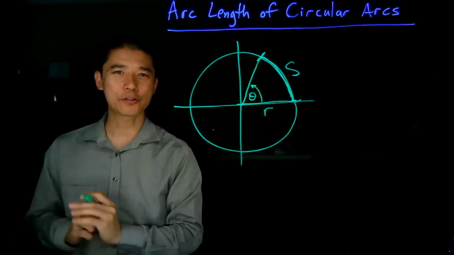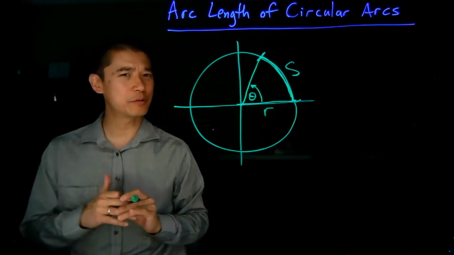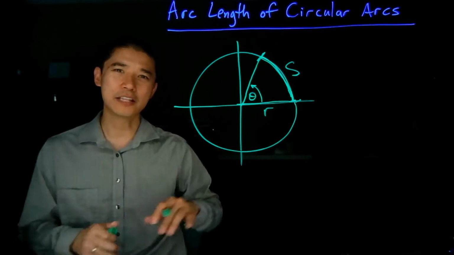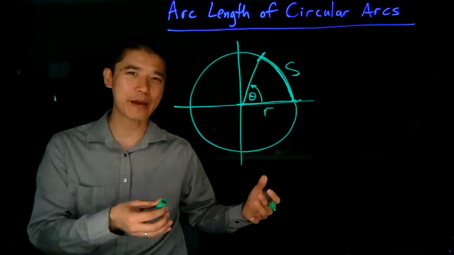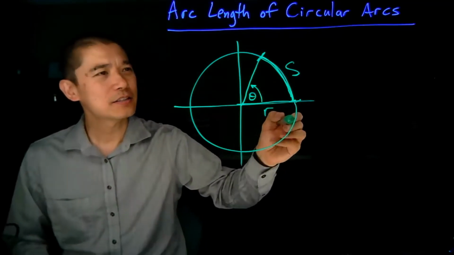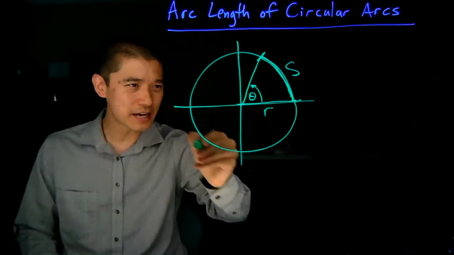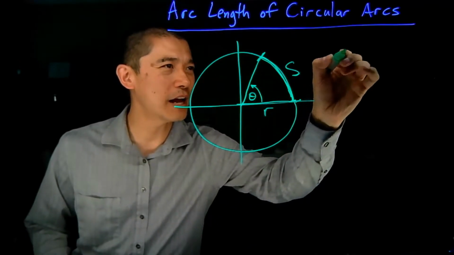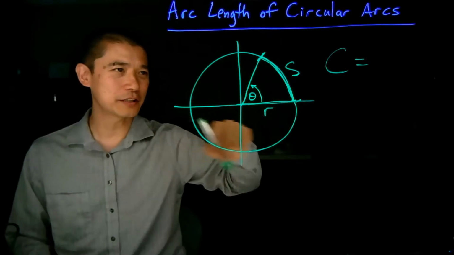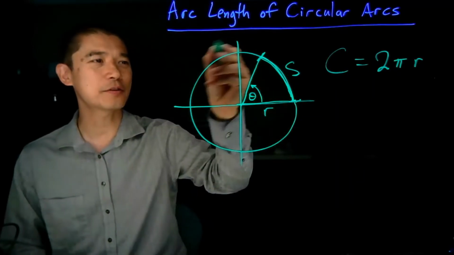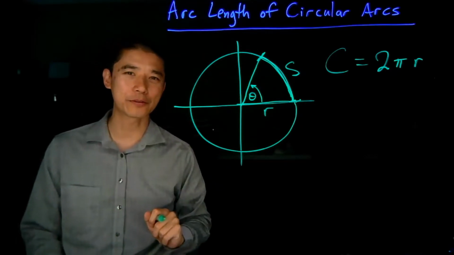Now, there are two approaches to this. The first approach is we're just going to use some logic and basic deductive reasoning to get there. The second way is a more formal mathematical way of looking at it. So using logic, let's think about this. We know that the entire circle has an arc length of 2 pi r. That's because that is what's known as the circumference. The circumference is the distance going all the way around the circle.